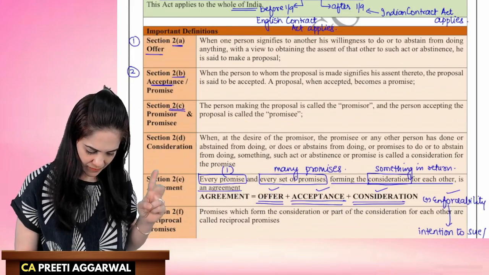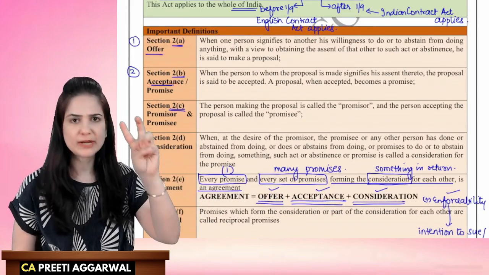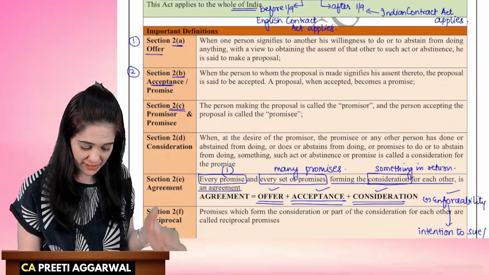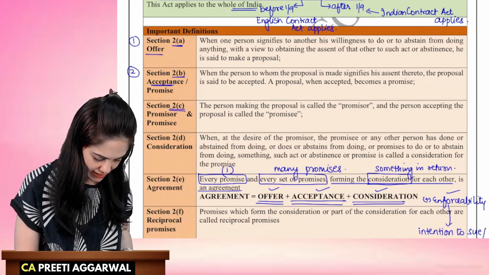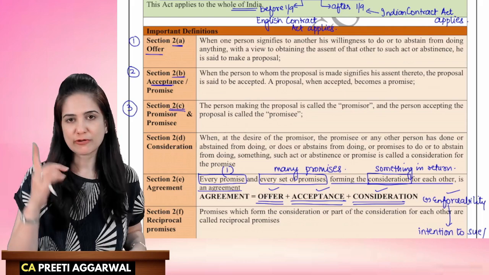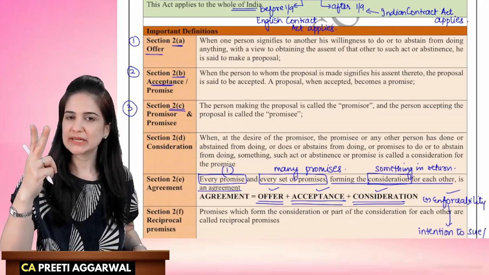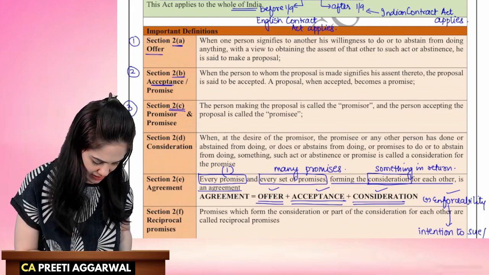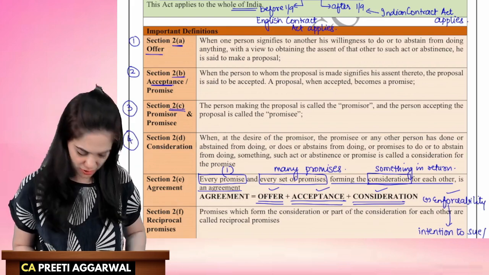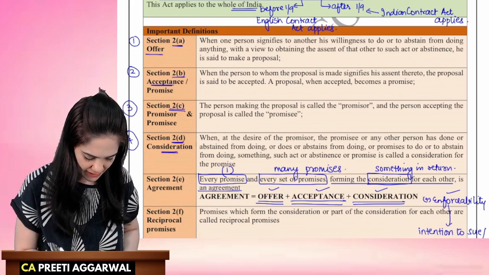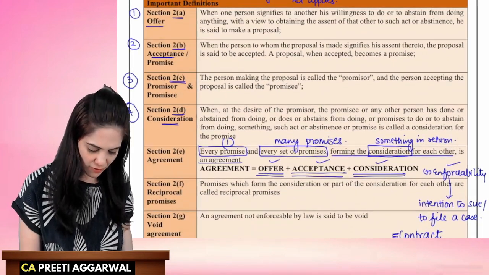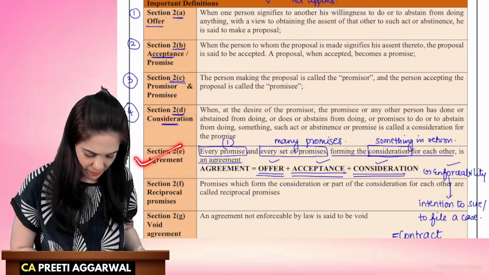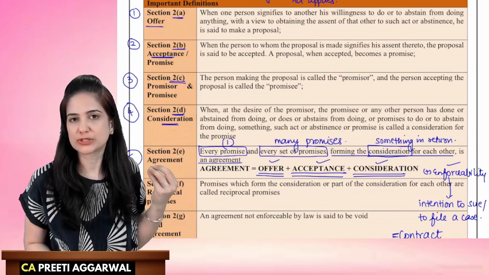So there is offer, there is acceptance. A proposal, when accepted, becomes a promise. The person making the proposal is the promisor, and the person to whom the proposal is made is the promisee. That is the next step. So I have offer, I have acceptance, it is a promise, I need consideration, then it will become an agreement. The next definition is consideration. Section 2 clause D defines consideration. So I have offer, I have acceptance, I have consideration, it becomes an agreement. See, such a logical flow.